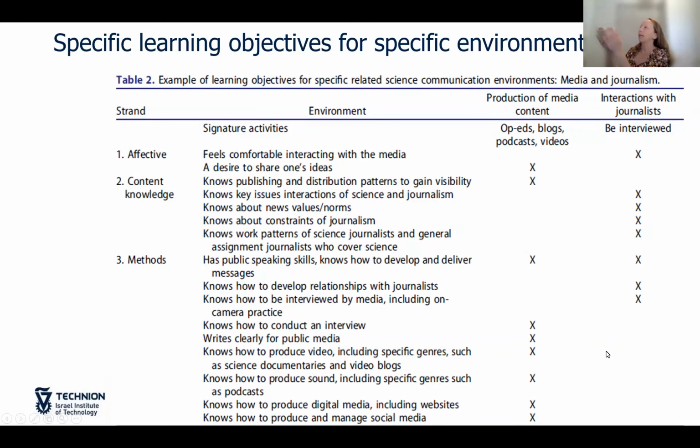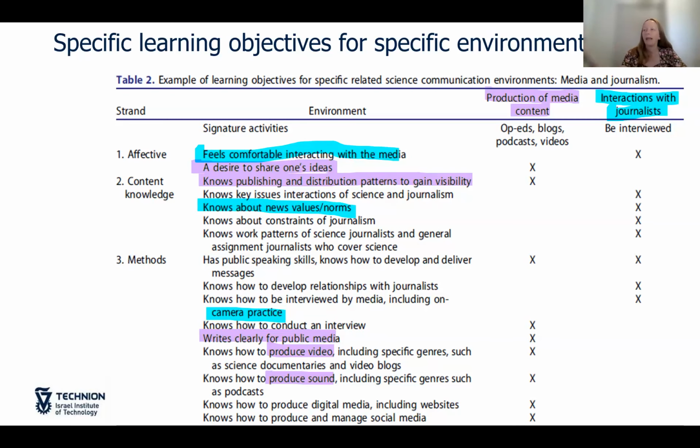We looked at production of media content and interactions with journalists. And in purple, you see things that are relevant to production of media content, like knows publishing and distribution patterns to gain visibility, writes clearly to public media, produces videos, and so forth. And interactions with journalists have a completely different list of things one needs to know. For example, to feel comfortable interacting with the media, to know about news values and norms, and to have some camera practice. We just found one skill that was really essential for both: has public speaking skills, knows how to develop and deliver a message. So it's really important to understand that for specific learning objectives, we need specific goals.